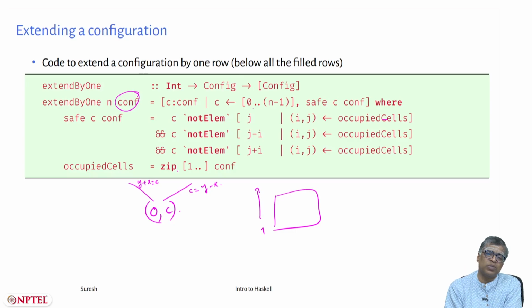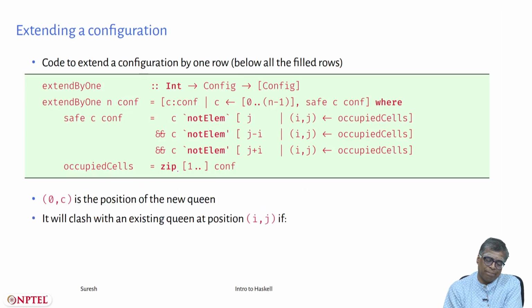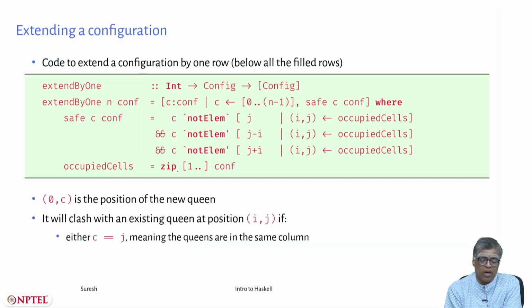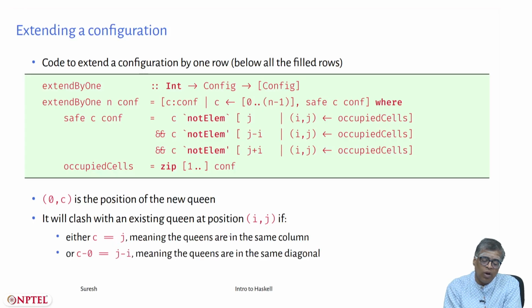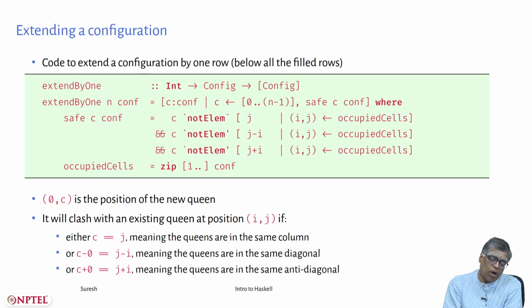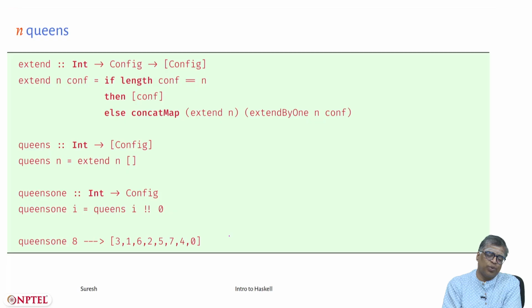But now comes the nice thing about Haskell and laziness and so on. So 0 c is the position of the new queen. It will clash with an existing queen at position ij if c equals j, meaning queens are in the same column, or c minus 0 is j minus i, meaning queens are in the same diagonal, or c plus 0 is j plus i, meaning they are in the same anti-diagonal. So all these checks you can do.